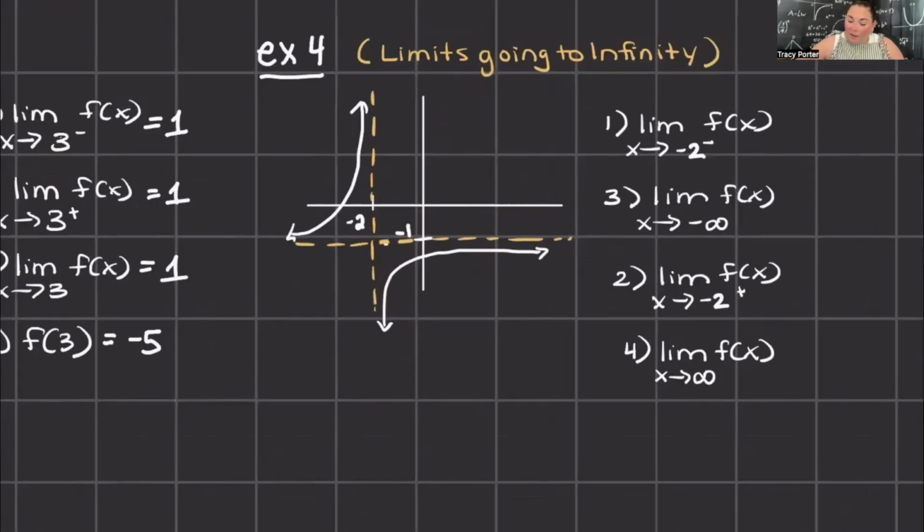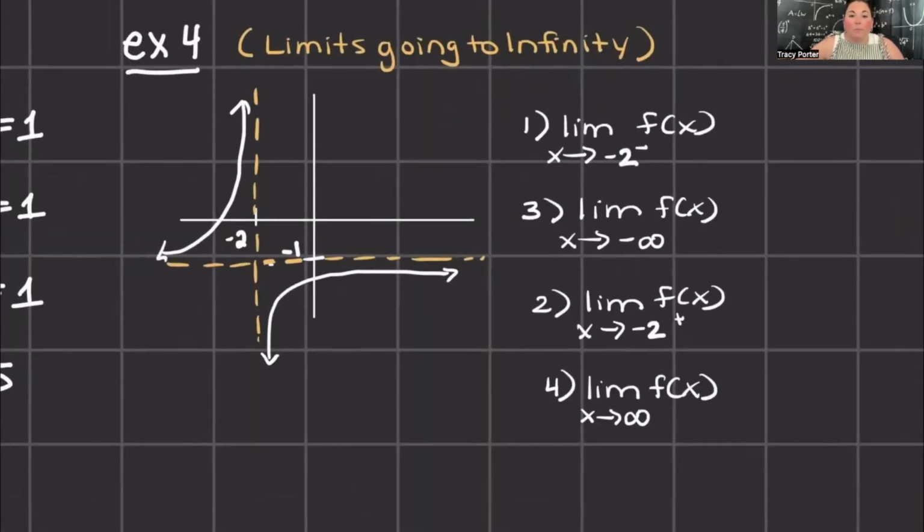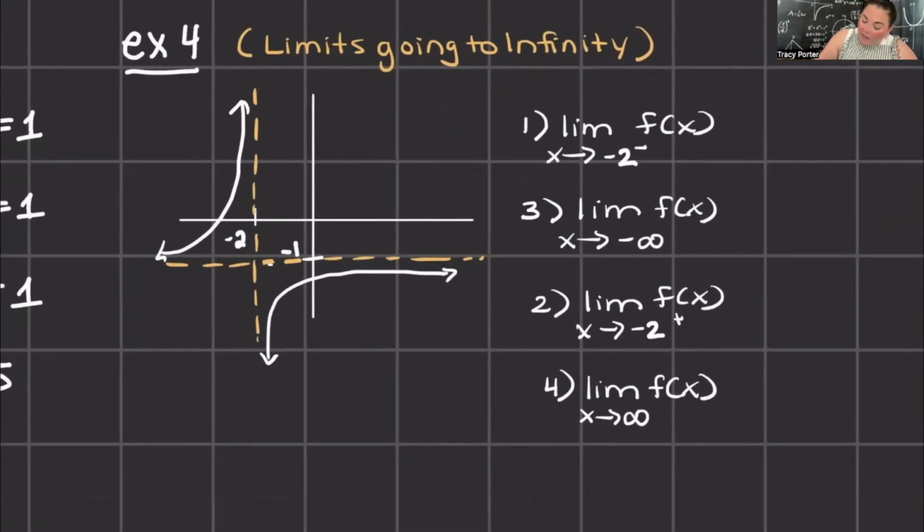Okay, this one is more limits dealing with infinity. So x approaches -2 from the left. So -2 from the left, as you come in this way, the function is going to positive infinity.